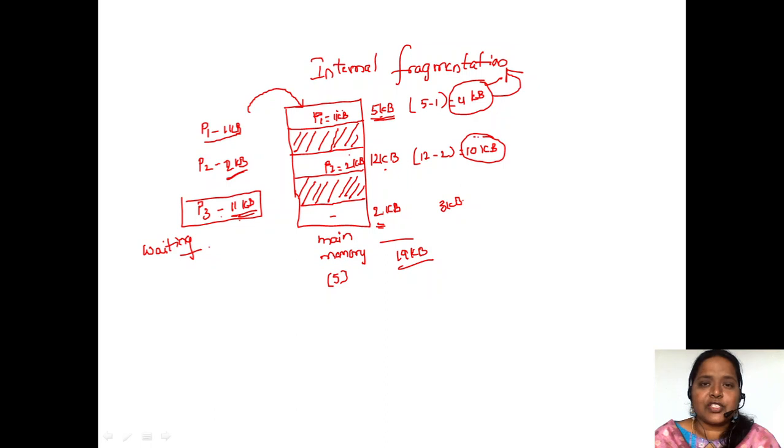These are the wasted spaces. Internal fragmentation is nothing but wasting of space. Internally we are wasting 4 KB here and 10 KB here. Totally we are wasting 14 KB of memory, fine. 14 KB of memory is going to be wasted. So this is internal fragmentation.